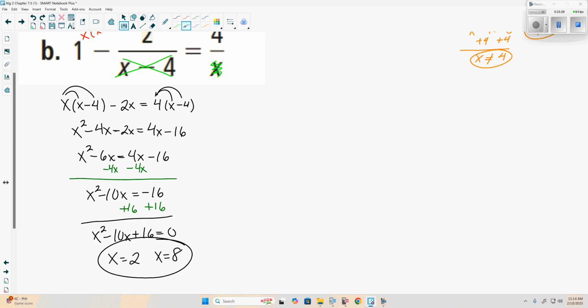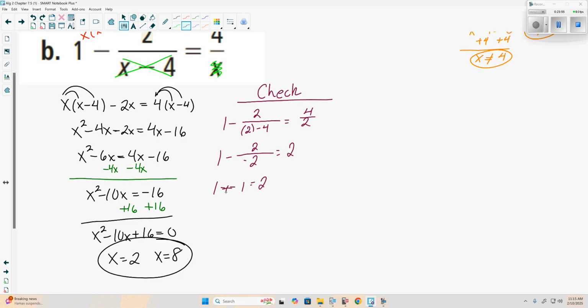And if I wanted to check it, we don't have to. If I wanted to check these, we could say 1 minus 2 over 2 minus 4 is equal to 4 over 2. On bottom, 2 minus 4 is going to be negative 2. 4 divided by 2 is 2. Or 2 divided by negative 2 would be negative 1. Negative 1 minus negative 1, same as 1 plus 1, which will indeed give us 2.